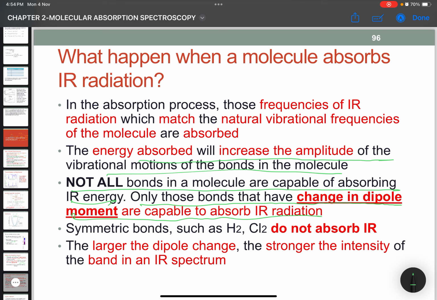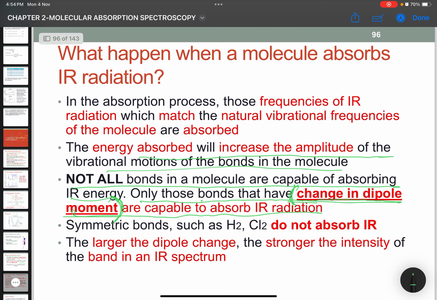Okay, so dia punya keyword for molecule that can absorb IR region is: molecule that have change in dipole moment when it vibrates can absorb IR radiation. Okay, so this is the keyword, molecule that have changes in dipole moment. So symmetric bonds such as H2 or Cl2, sebab dia tak akan jadi delta negatif delta positif, dia tak akan absorb IR. Yeah. The larger the dipole change, the stronger the intensity of the band in IR spectrum.